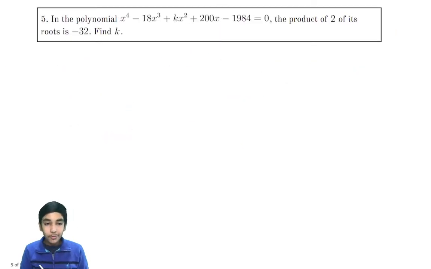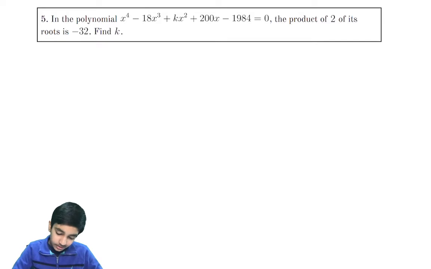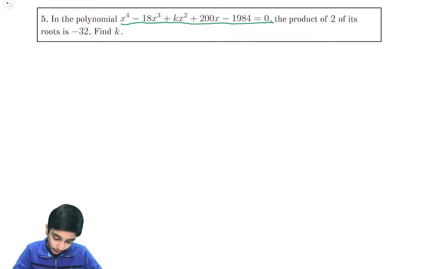Next problem. Ooh, this one was interesting. In this large, ginormous polynomial, the product of two roots is negative 32. Find k. Okay, so in this large polynomial, we can actually use Vieta's formulas again.